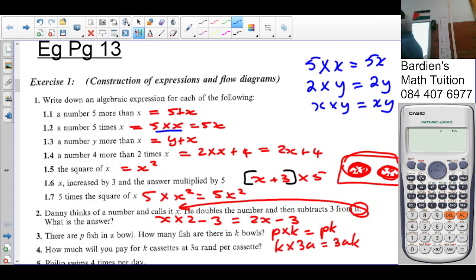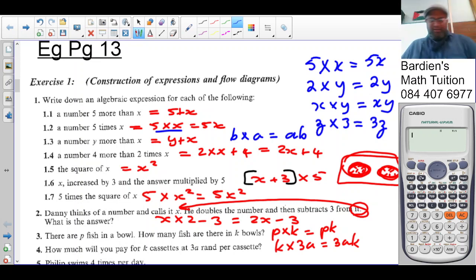What is z times 3? We always write a number in front. What is B times A? AB. So we write it in alphabetical order. No, it looks like an O, but it's actually A and B. But you guys understand? Right.